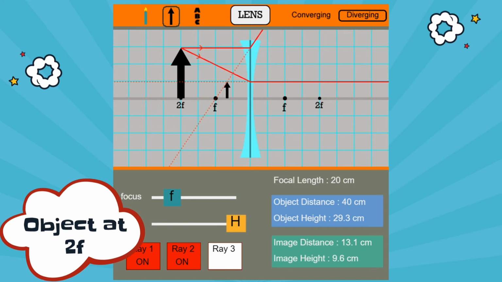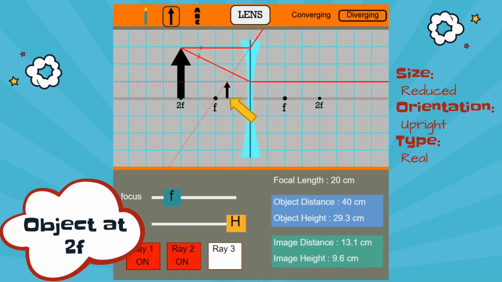Next, object at 2F or center of curvature. The image will be formed in that area and its size will be reduced, orientation is upright, and it is a real image found between the focal point and the diverging lens.